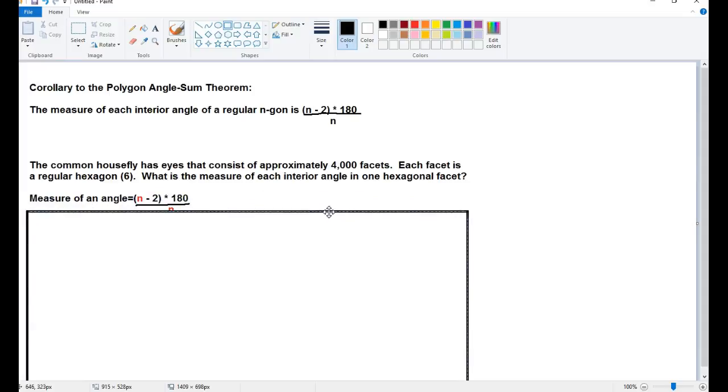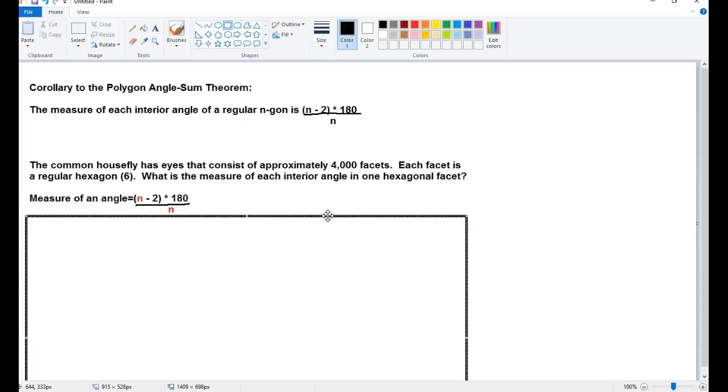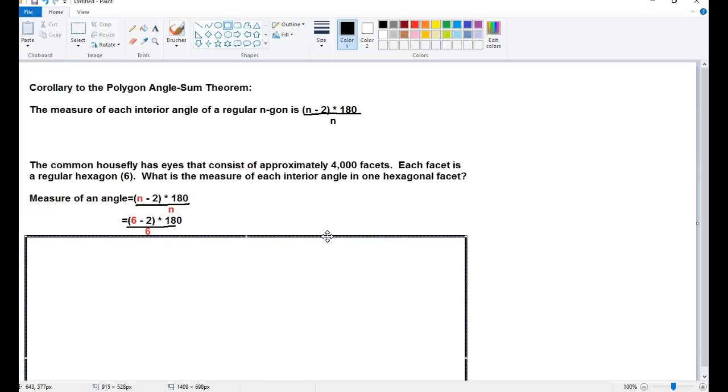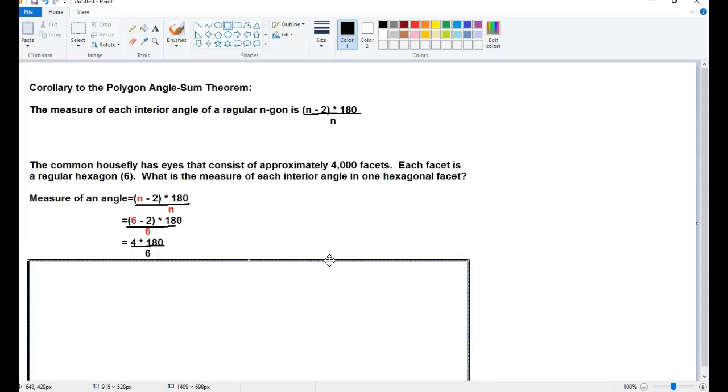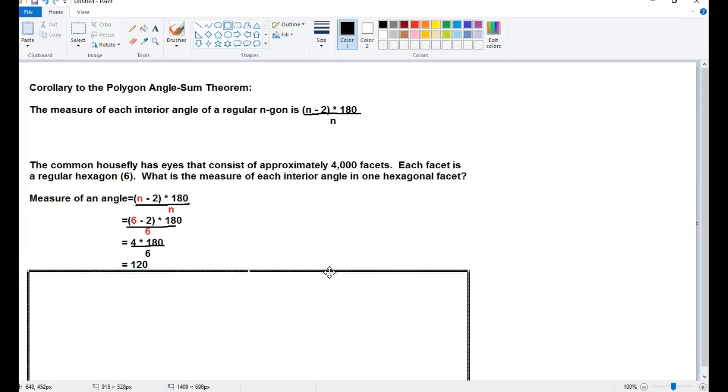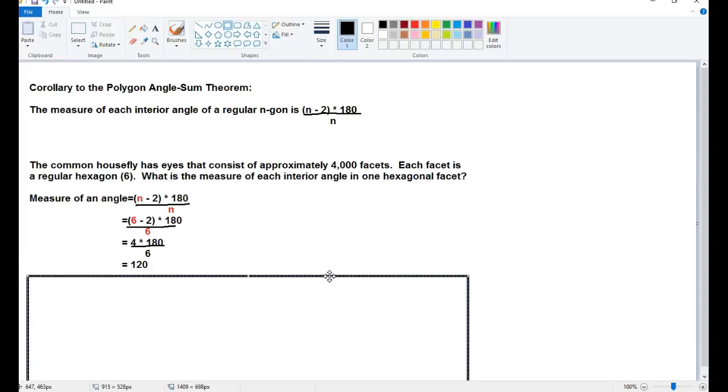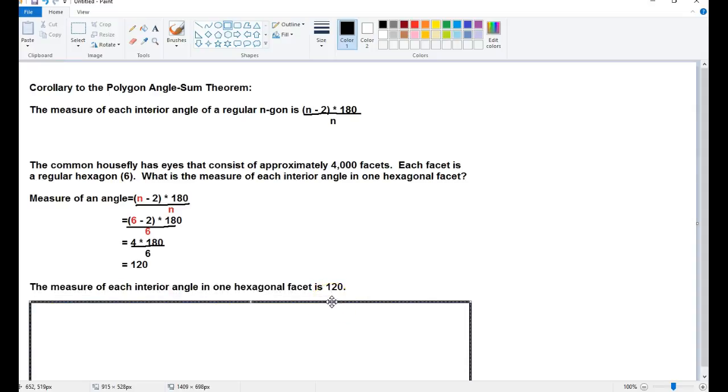So we're going to use our theorem, (n minus 2) times 180 divided by n. And then we're going to plug in our number, which is 6. So we do (6 minus 2) times 180 divided by 6. And then 6 minus 2 is 4, times 180, divided by 6. And then we can simplify here, but ultimately our answer is going to be 120. So the measure of each interior angle in one hexagonal facet is 120 degrees. This should say degrees.